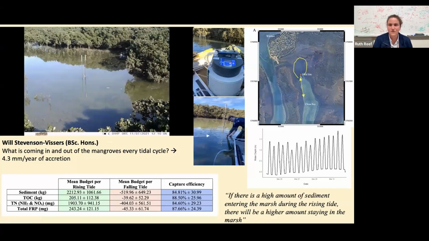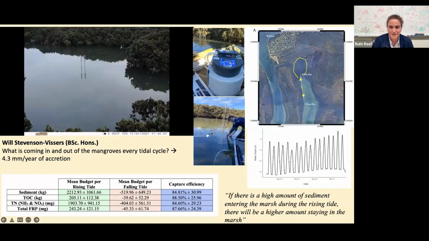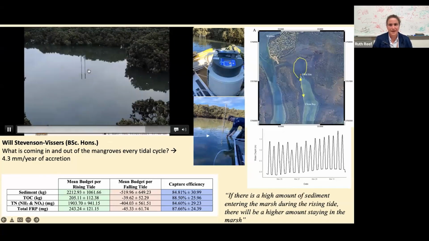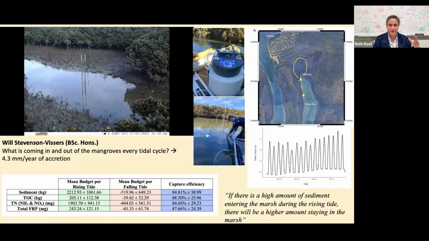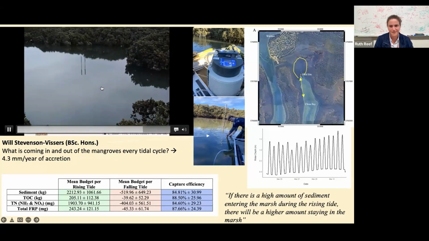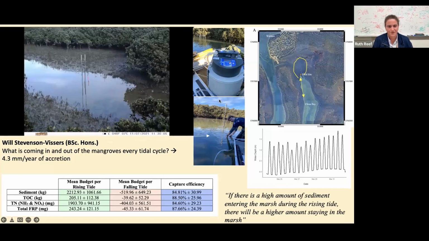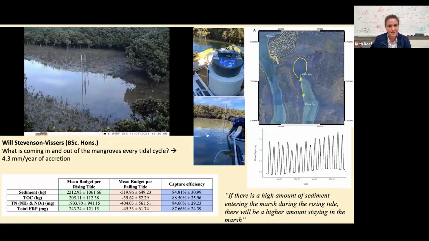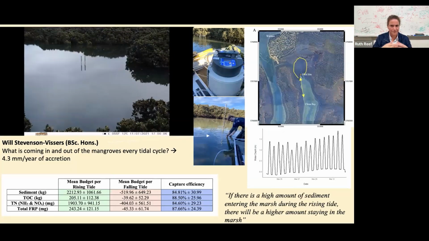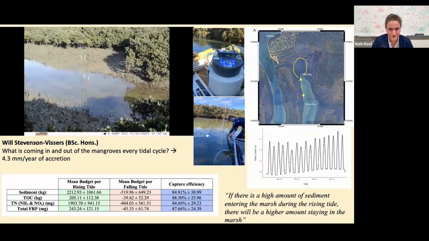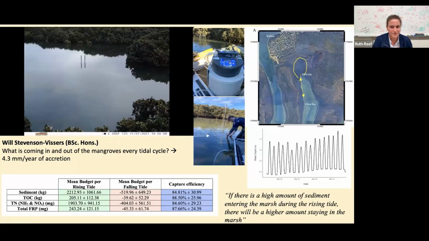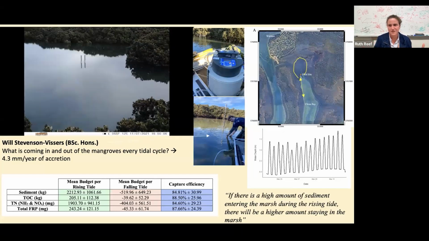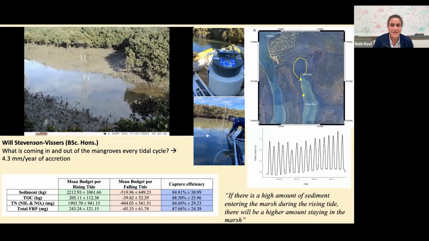Let's look at a whole river system now. So this is Will Stevenson Vissers. He was a wonderful honors student in our group, and he now works for WaterTech. And he was looking at what's coming in and out of an entire mangrove system by measuring what's happening in the creek. So here we have, again, sediment profilers, current meters, or water samplers. So we're taking samples this whole time. And what he found is whatever's coming in with the tide, 84% of that is staying in the mangrove forest. So if we actually measured how much sediment that is over the entire mangrove, and covered it in that thin veneer, we'd have more than 4 millimeters every year. And those of you who are not familiar with sea level rise rates, we're looking at less than 3 at the moment. So 4 millimeters per year, we're keeping pace with sea level rise.